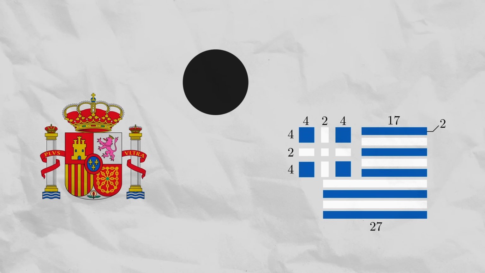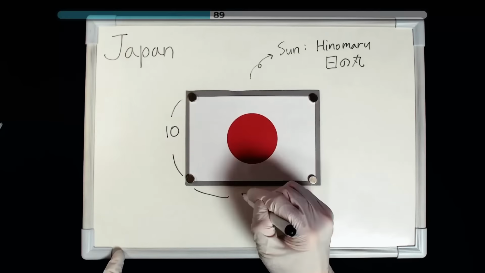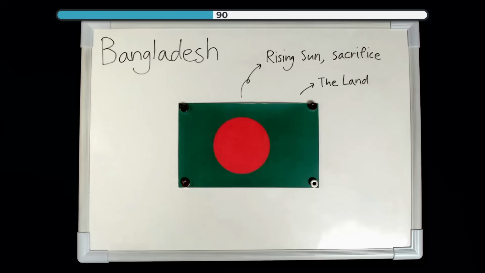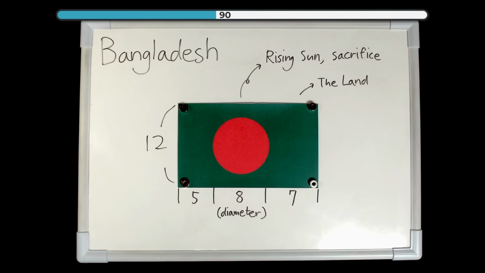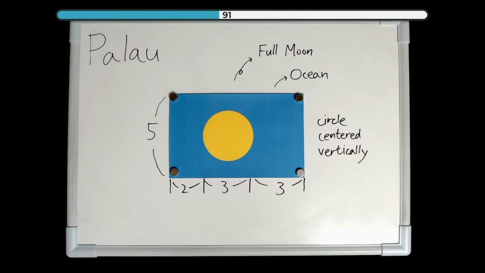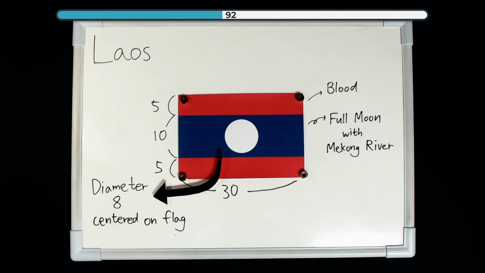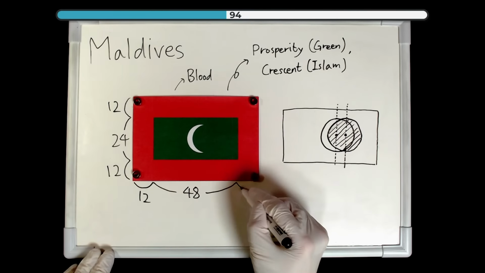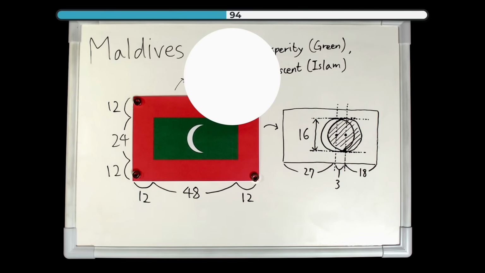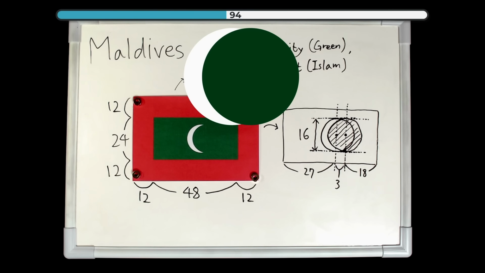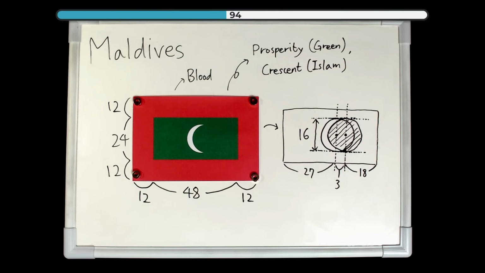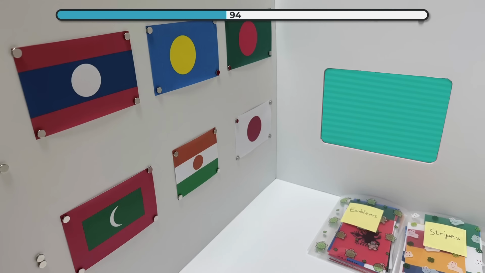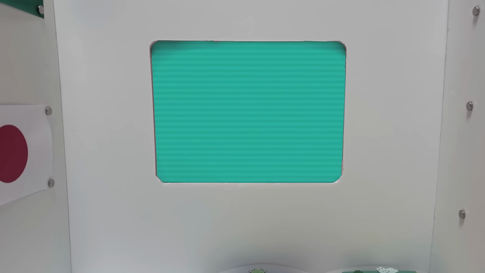Well, at least we can now add some flags with circles to the list, such as Japan, Bangladesh, Palau, Laos, Niger, and notably Maldives, because the crescent is actually a white circle covered by a green circle. 94 flags done. 6 more simple flags added to the list. However, from now on, the difficulty curve is going straight up.